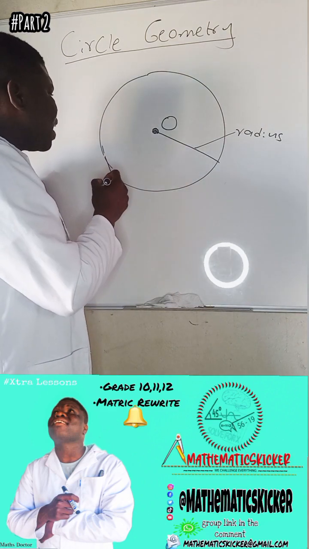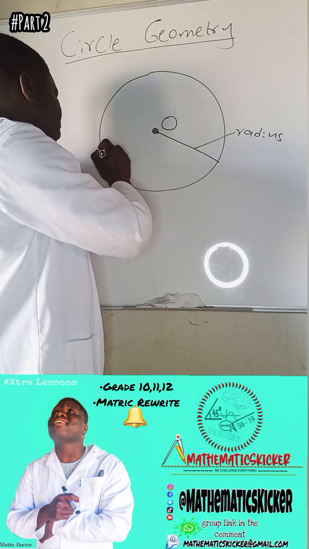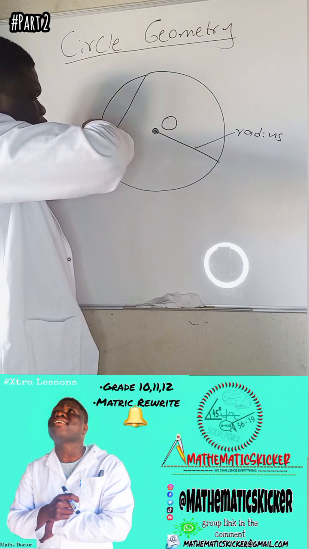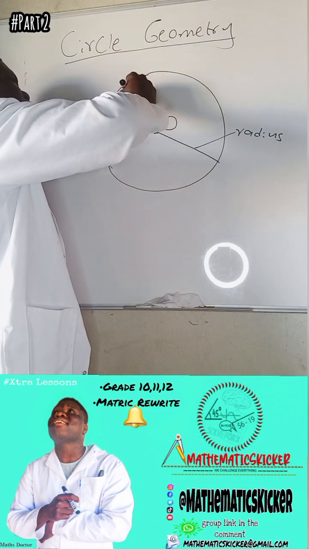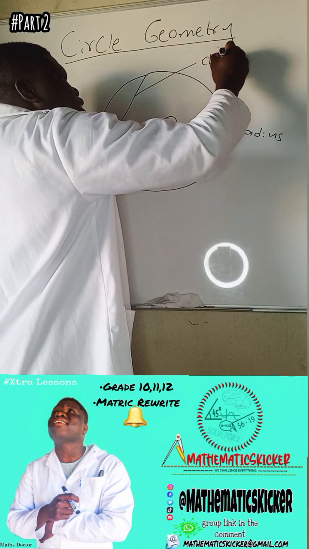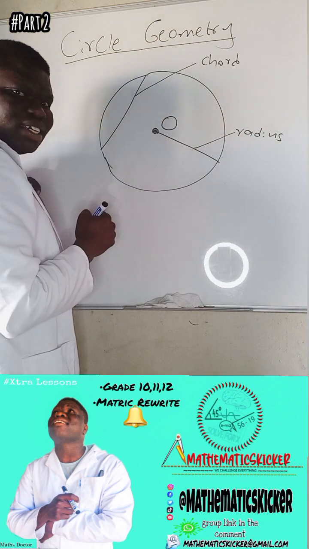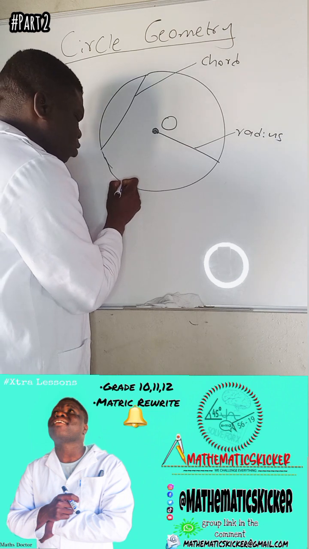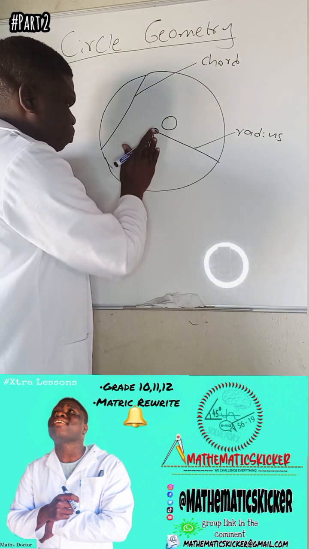Then now, a line drawn from the circumference of a circle to the circumference. This line is drawn from the circumference of a circle to the circumference. This line is said to be a chord. This is a chord, right?